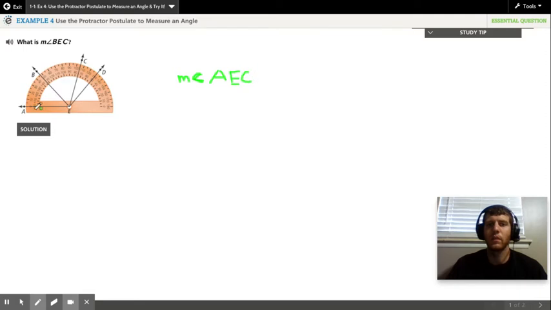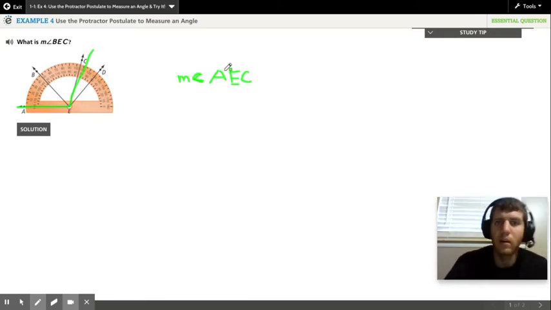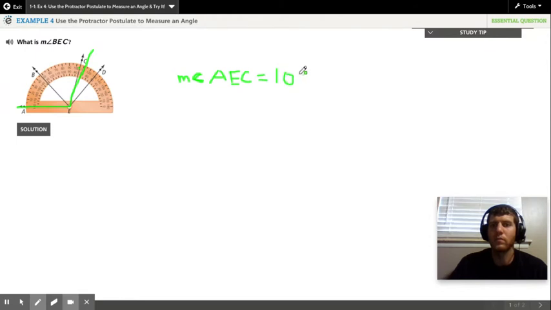So AEC, that's this angle here. If we look in there, that's going to be 105 degrees. You go up your protractor here and it hits the line right here. I didn't draw my line very straight, but it hits right here at 105. So the measure of that angle is 105 degrees.